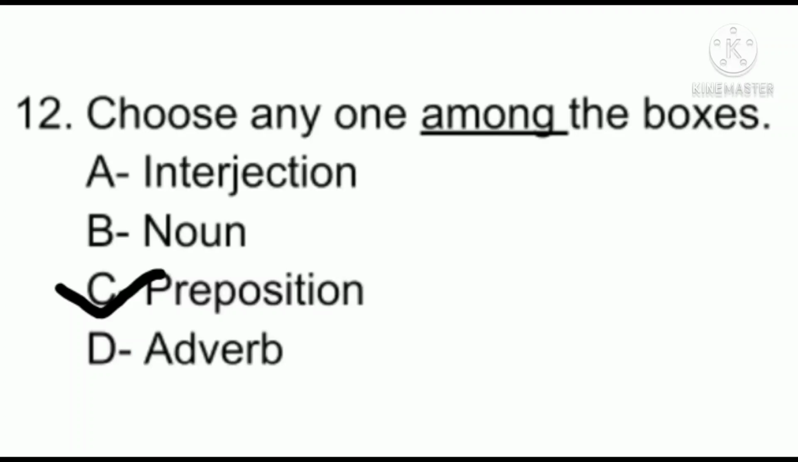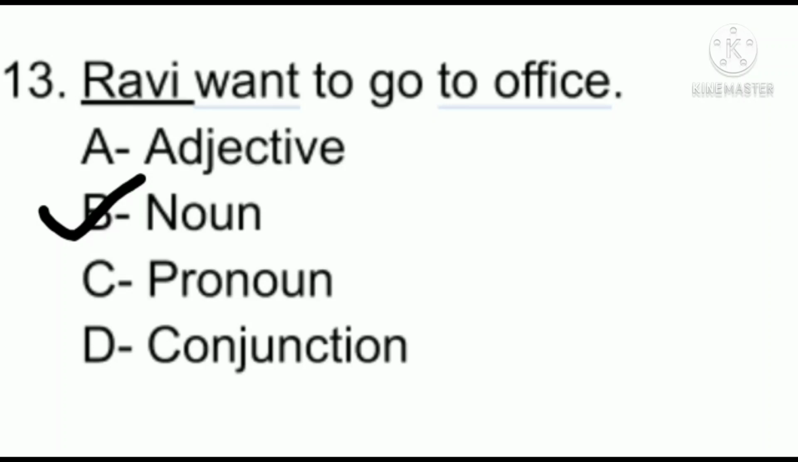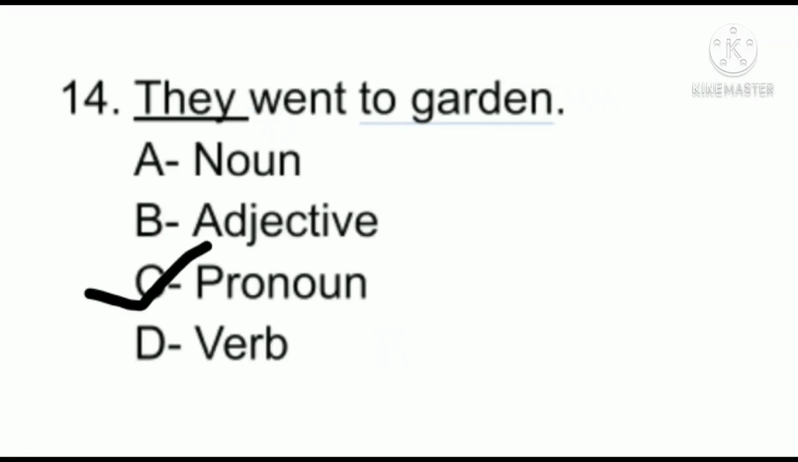Let's look into next question. That is, Ravi wants to go to office. Here the underlined word is Ravi, and the correct option is B, noun. Why noun? Because Ravi comes under the category of name of a person. So it is noun.